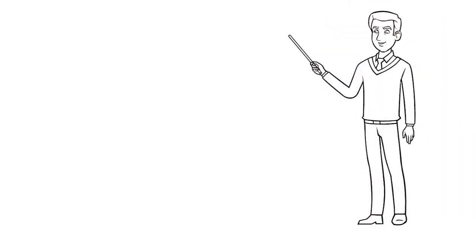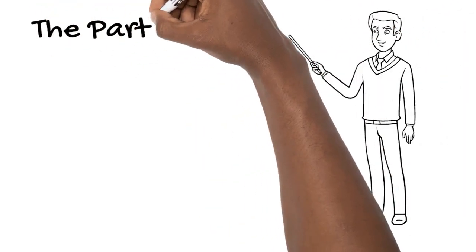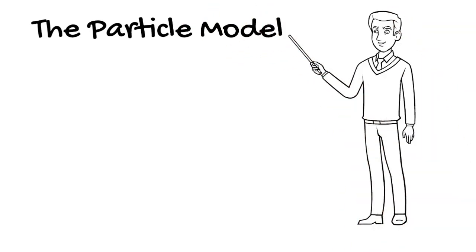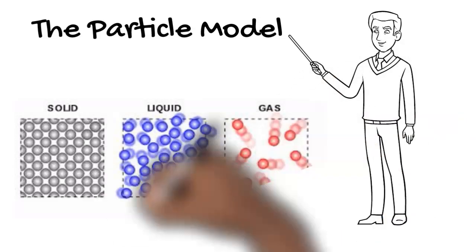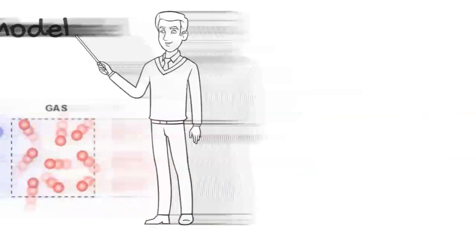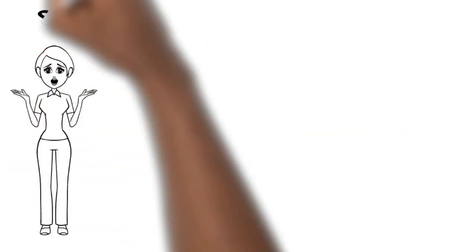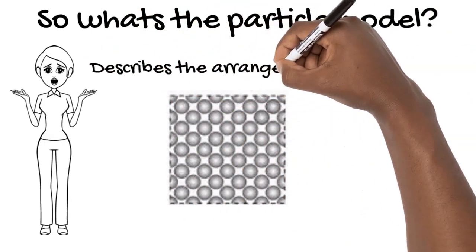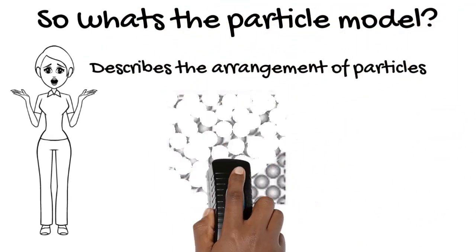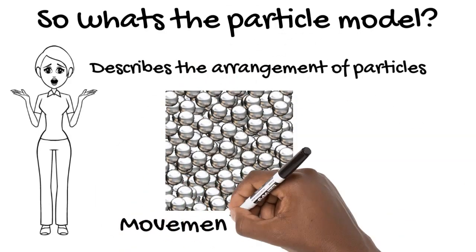Hello and welcome. Today we're going to look at the particle model and how we can use the particle model to tell the difference between solids, liquids, and gases. So what's the particle model? The particle model describes how particles are arranged within solids, liquids, and gases and how these particles move.